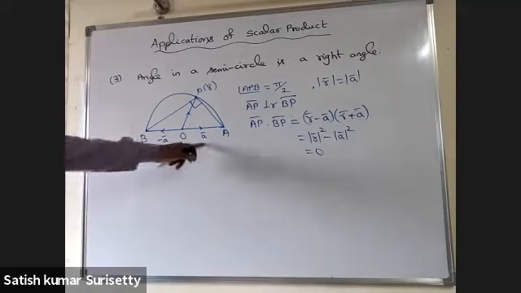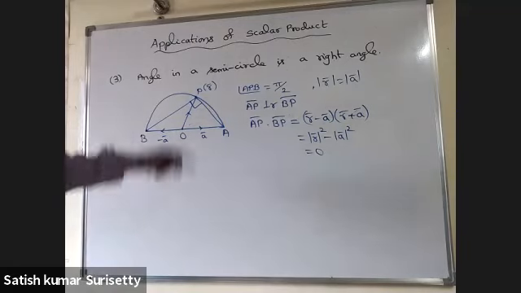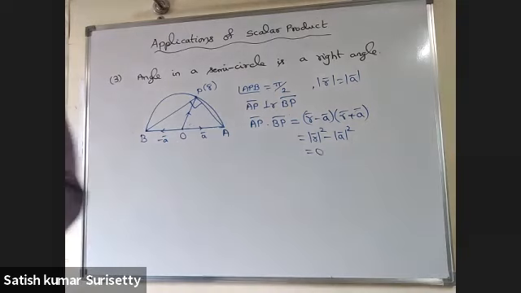And you need to prove that APB is a right angle. That means AP bar is perpendicular to BP bar. So AP bar dot BP bar will become 0.